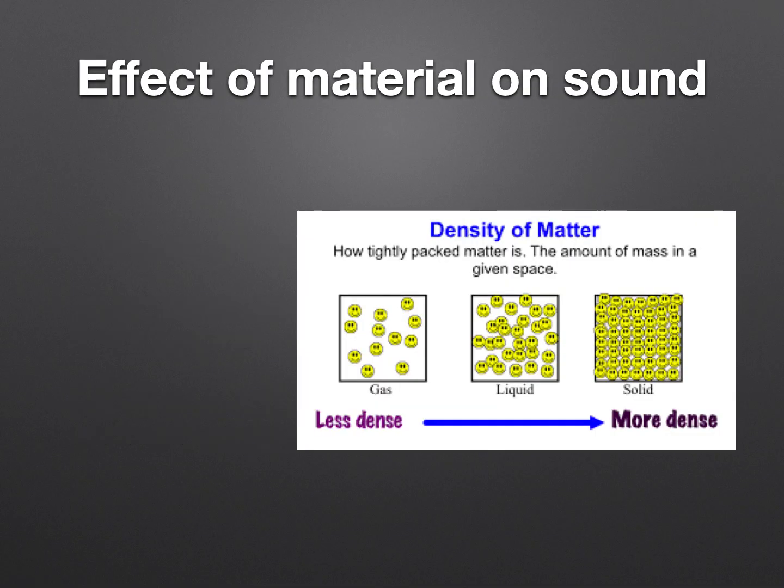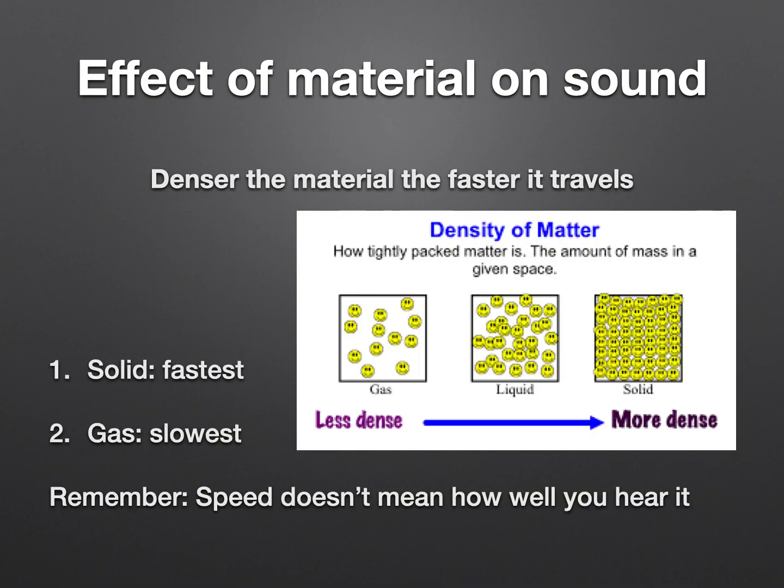Now, there are some cool things when it comes to sound, and sound is affected by two different things. The first is the effect of the material. That means the denser the material, the faster sound will travel. If you look at my little diagram, I gave you a picture of a solid, liquid, and gas. In those pictures, the little smiley faces represent atoms, and we'll talk more about that when we get to matter. But remember, a sound wave is mechanical, meaning it has to hit matter to move forward. So the faster it can hit matter, the faster it will travel.